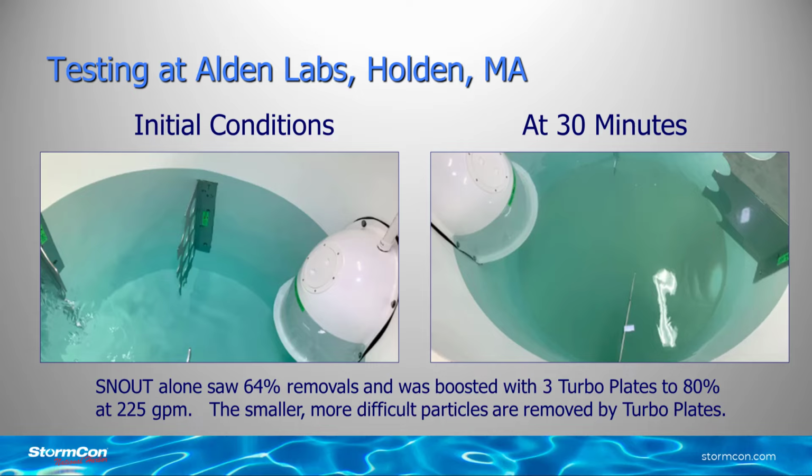The snout alone, without the turbo plates, saw a 64% removal rate, and that's at half a CFS, 225 gallons per minute. And it was boosted to 80% with the turbo plates. And you might think, oh, 16%, that's no big deal. But what you have to consider is those are the smaller particles that are being removed. Every incremental percentage of increase means that you're removing these smaller particles that the simpler method can't remove. So every incremental step of removal is more and more difficult. So we were really thrilled that we could get there. So that's important.